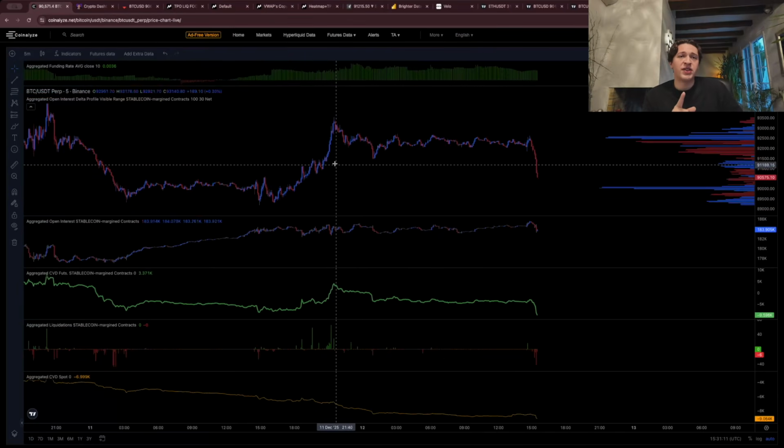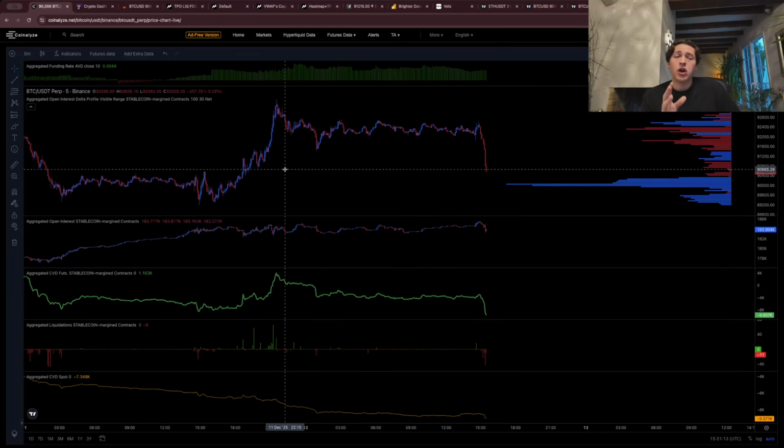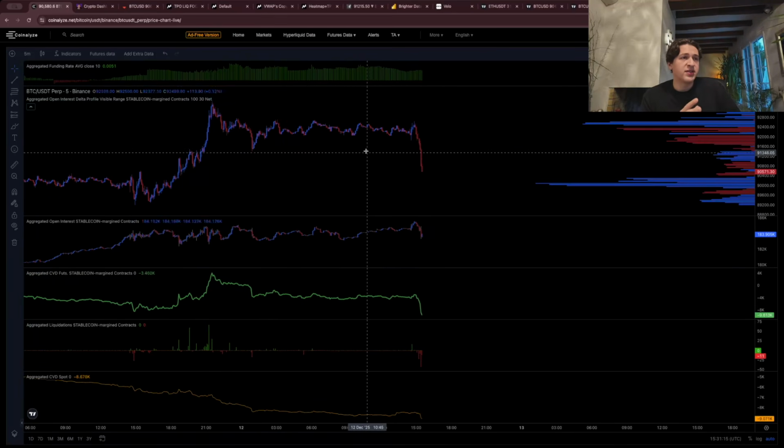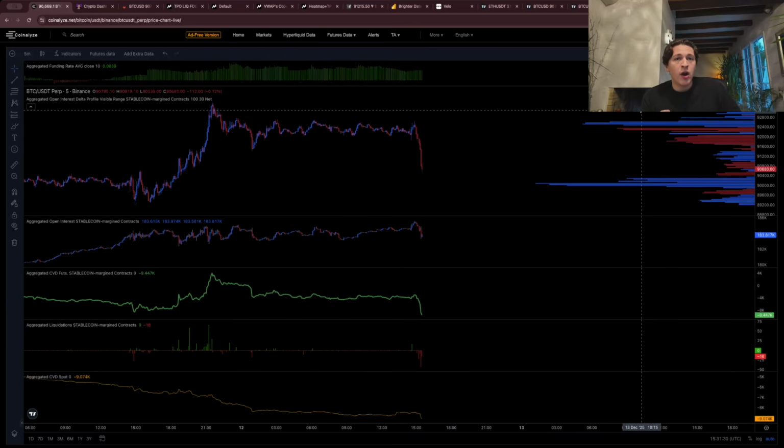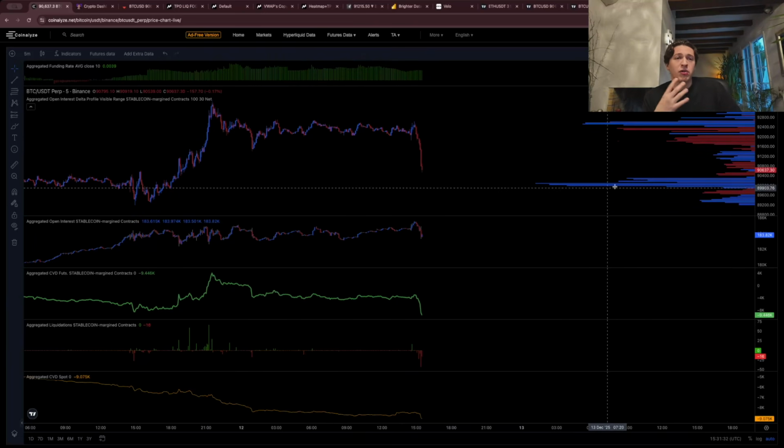Then you can also have it here on Coinalyze. On Coinalyze, we have different things. We have the funding rates, which is basically the rate paid by longs or by shorts, depending on whether there are more longs or shorts in the market. So you can track if people are more positioned in longs or in shorts. You can see here the price. Here you have the aggregated open interest delta profile visible range.